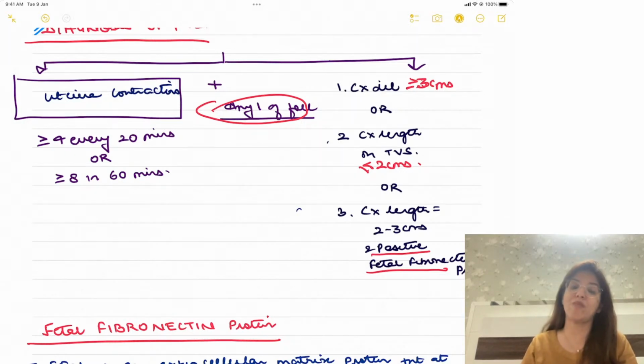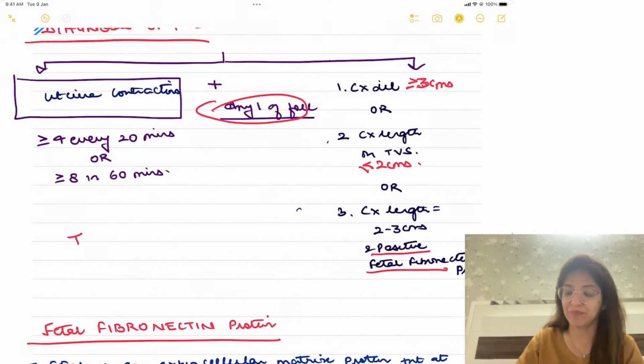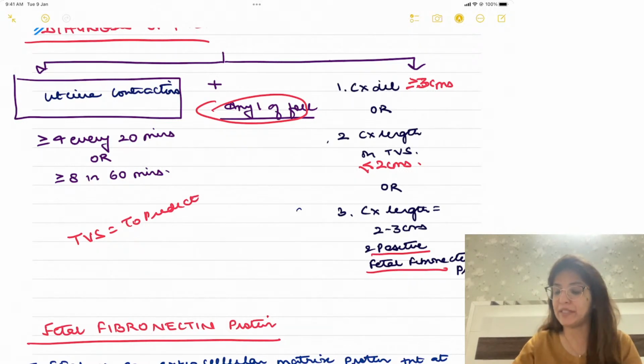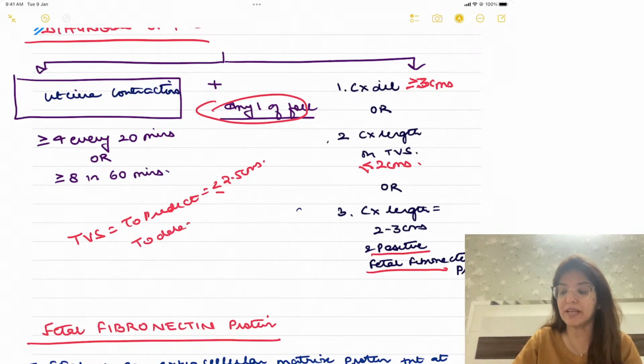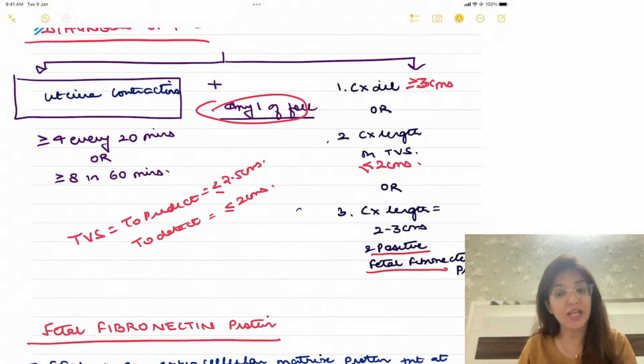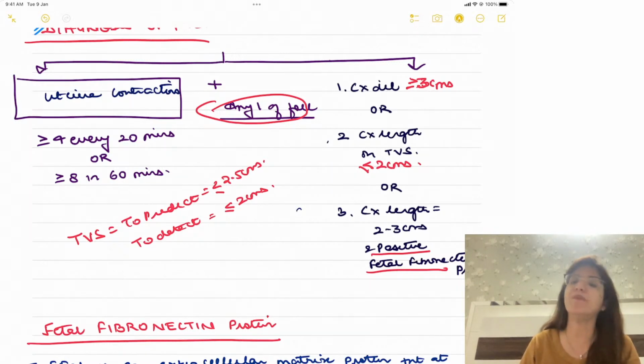A very, very important thing which I want to tell you, which as undergraduates also you were confused, was the length of the cervix. Please remember that on TVS, to predict that yes, preterm labor is going to happen, the cutoff length was 2.5 centimeters. Right? So if the length of the cervix was 2.5 or less, we used to predict that yes, this patient has chances of preterm labor. But to detect preterm labor, the length is less than equal to 2 centimeters. If it is between 2 to 3 centimeters, then it should be accompanied with a positive fetal fibronectin protein.